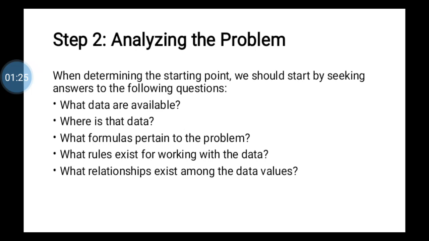Now, when determining the starting point, we should start by seeking answers to the following questions. What data are available? For example, the example I gave earlier on, that we want to develop an app that will recommend meals for people. We need to know what data are available. What kind of data can you even get at all? Possibly you can get people's physiological data like their height, their body shapes, and things like that. You can get their sex.